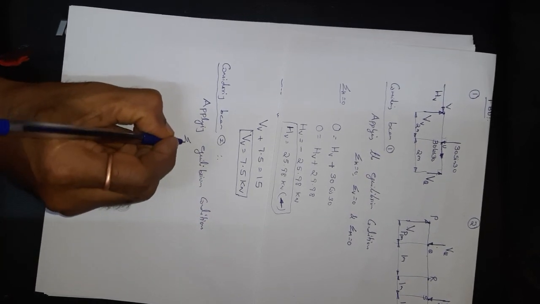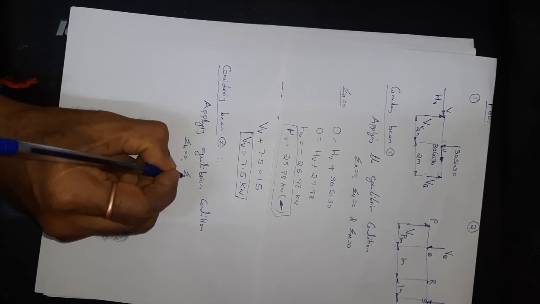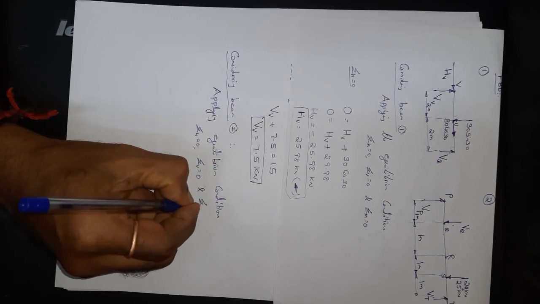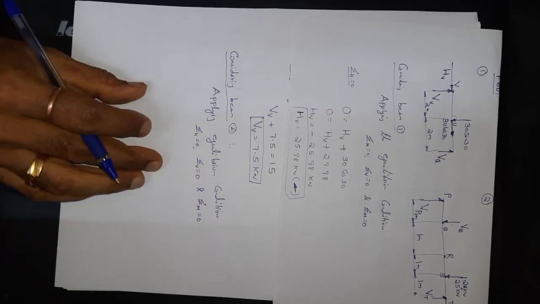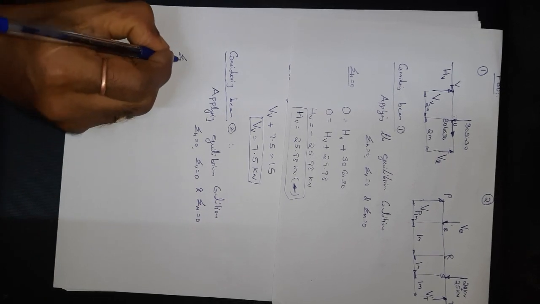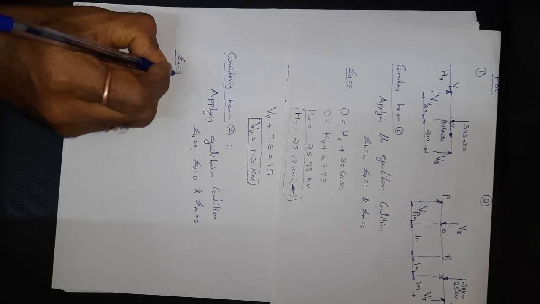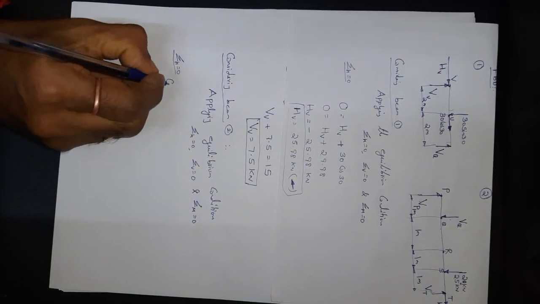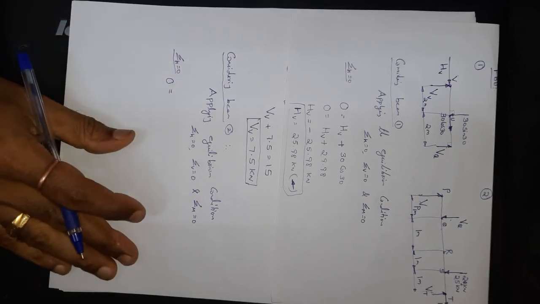So what are the conditions? Summation H equal to 0, summation V equal to 0, and the sum of moment equal to 0. So summation H is equal to 0. Let me just try to resolve the horizontal forces here. 0 equal to the horizontal forces.